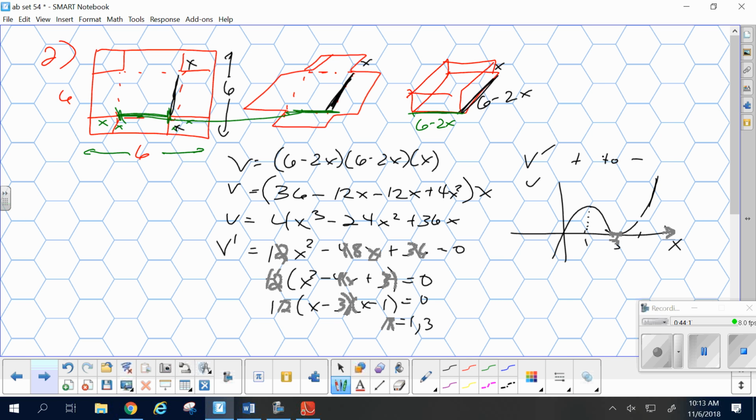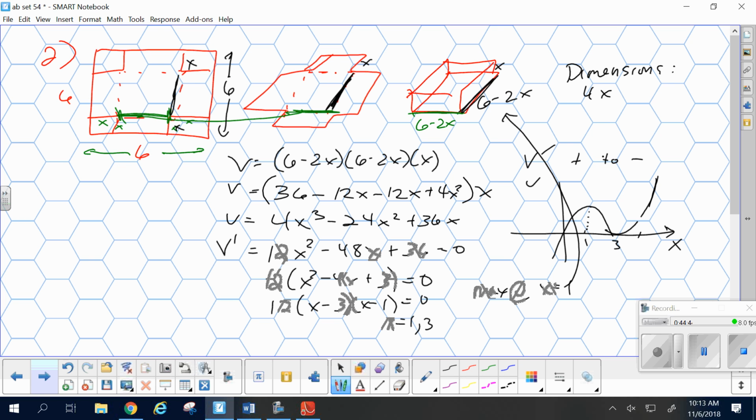Last is to answer the question. There's a max at x equals 1. Question is, what size square do we cut out, or what's the greatest volume? Which question did they ask? They said, find the dimensions of the box with greatest volume, and what is the volume of the box? If x is 1, then what are the dimensions of the box?